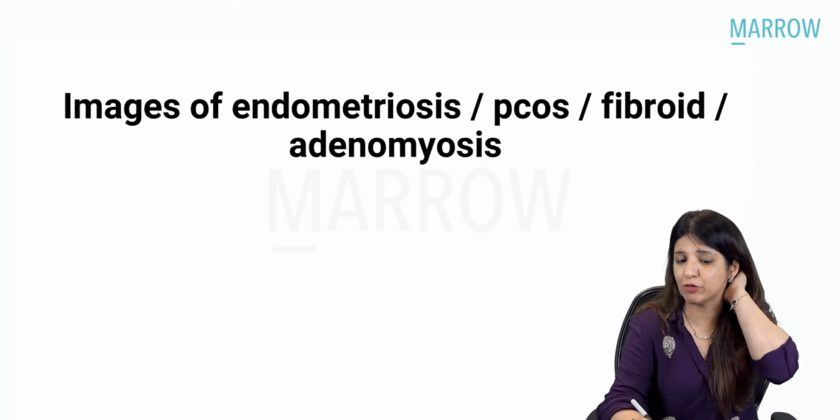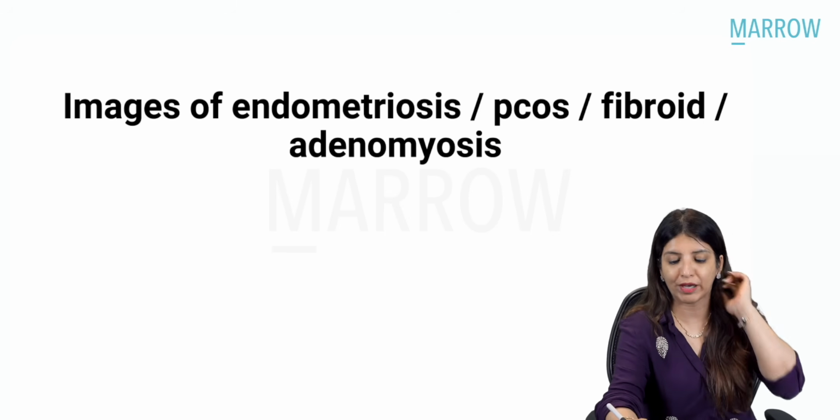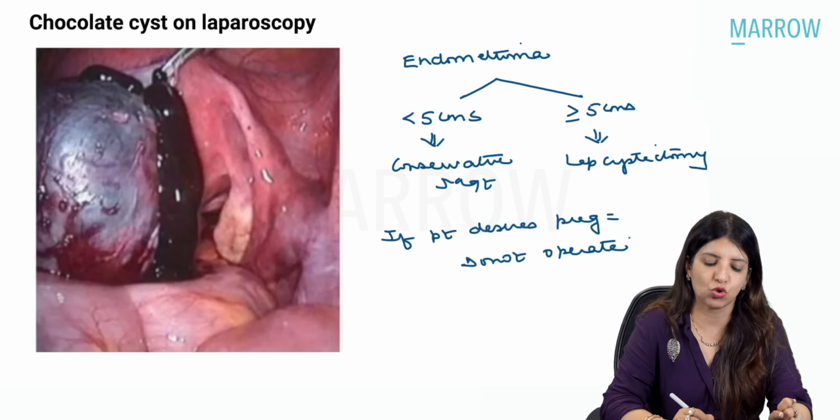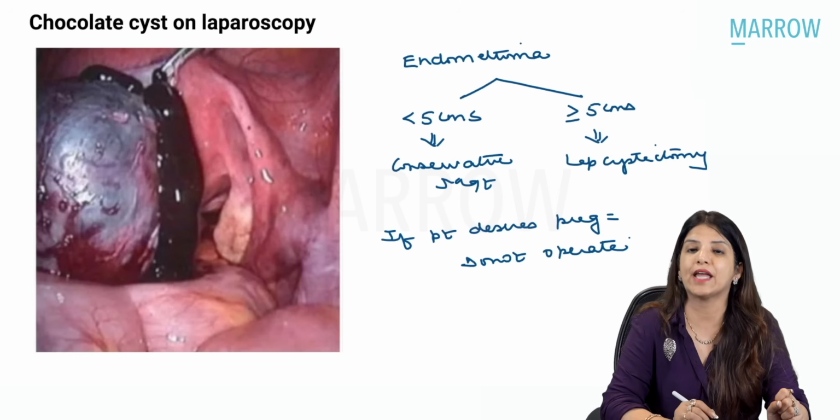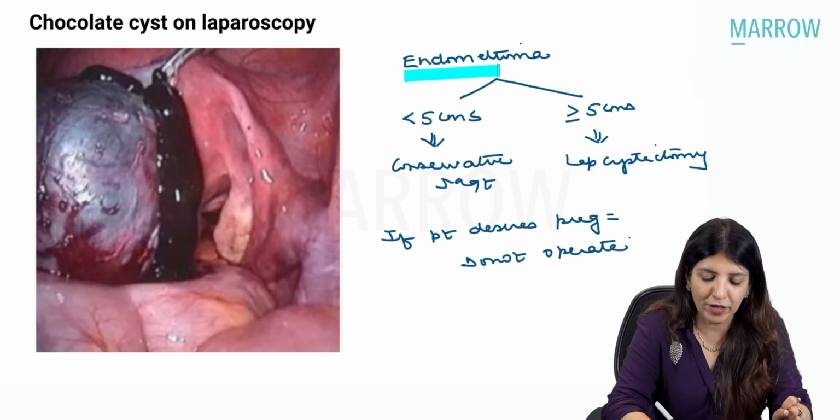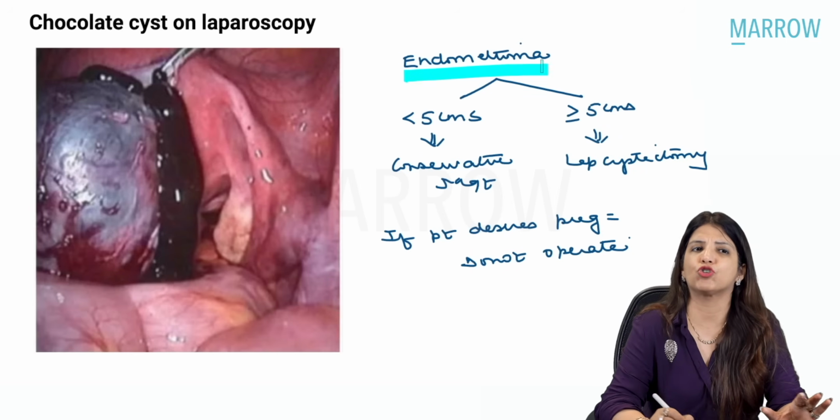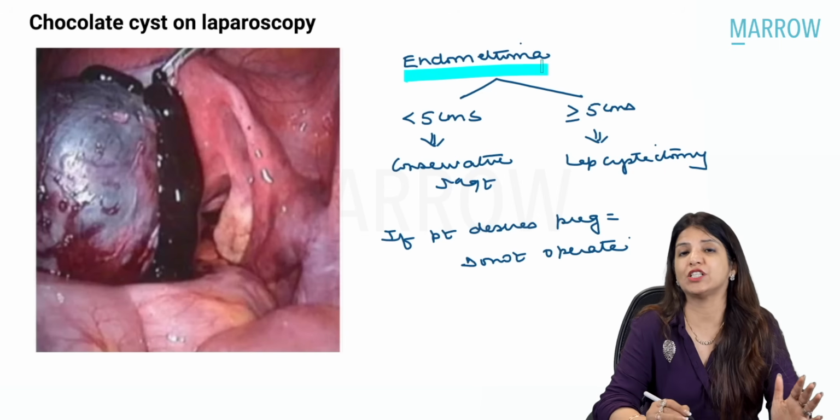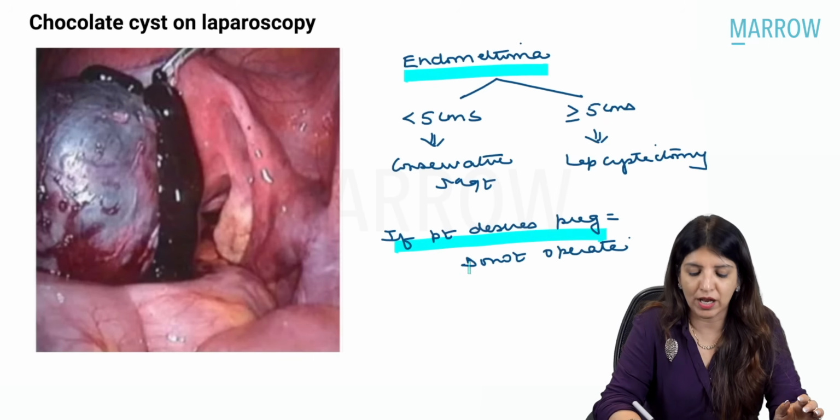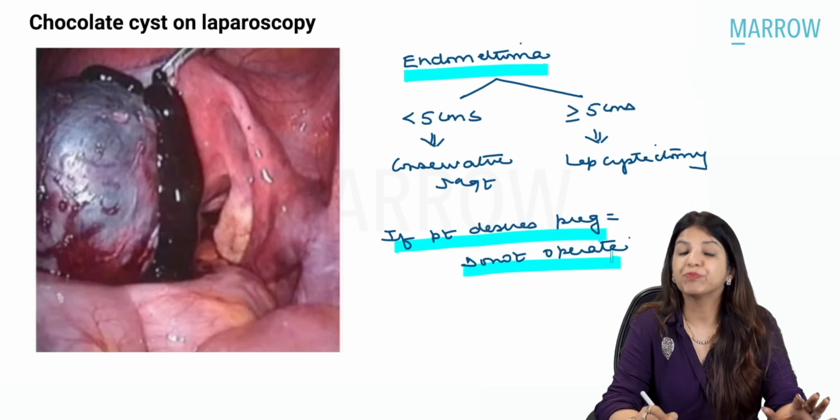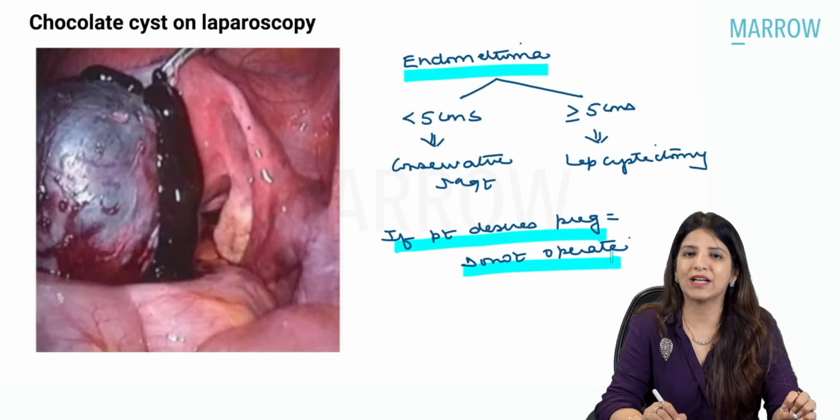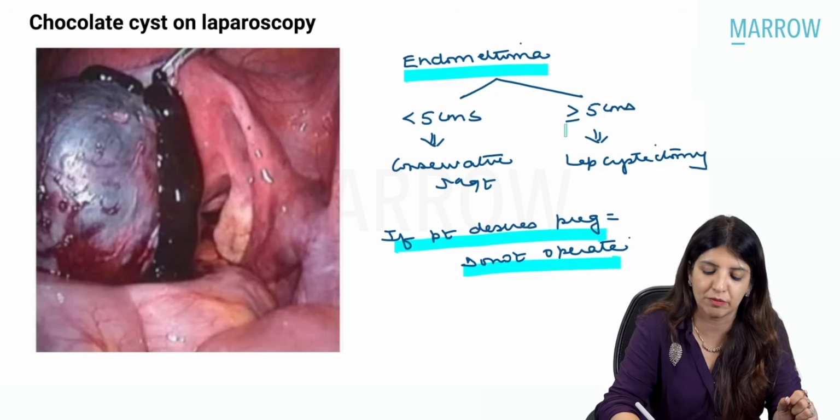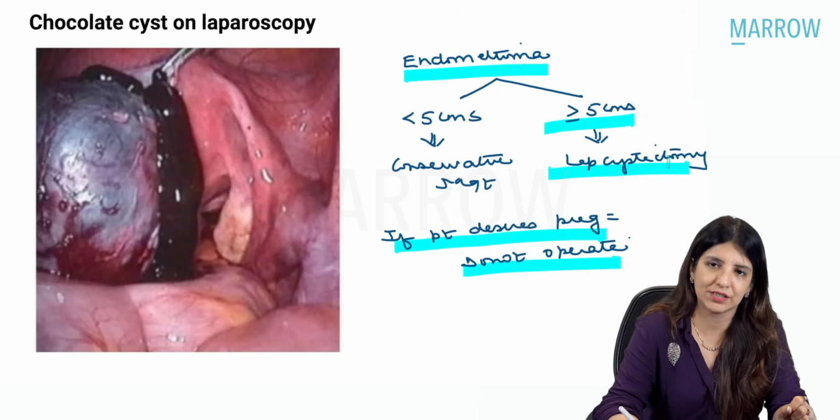With this, let us do certain images which you need to know on endometriosis, PCOS, fibroid and adenomyosis. Now, this image over here is showing you a chocolate cyst on laparoscopy. Chocolate cyst is also called endometrioma, right? And please remember, the management of endometrioma always has to be surgical management. But if your patient desires fertility, if she desires pregnancy, then I don't have to operate on a chocolate cyst immediately. If it is asymptomatic and less than 5 centimeters, it requires conservative management. If it is more than or equal to 5 centimeters, you have to go for laparoscopic cystectomy, right?